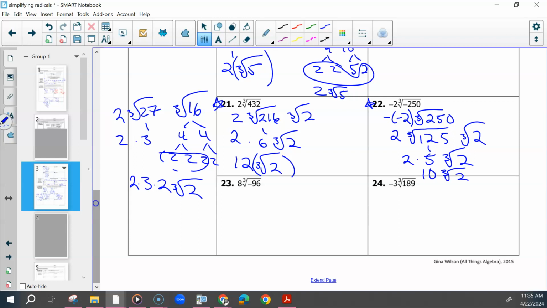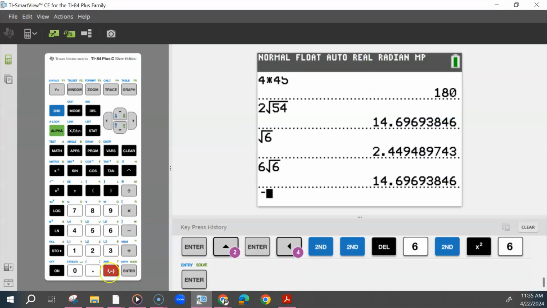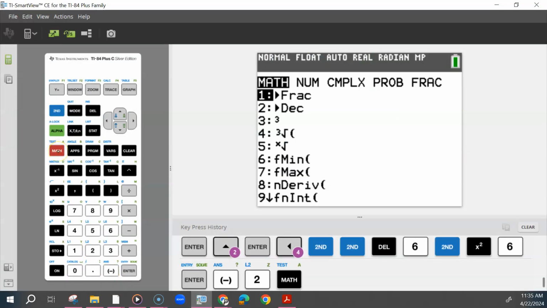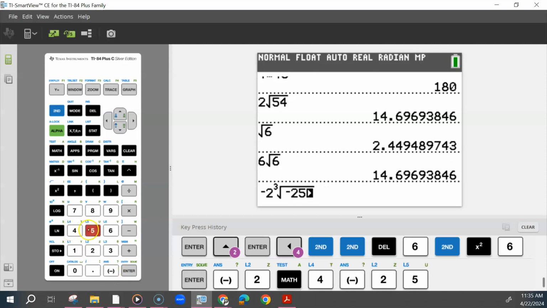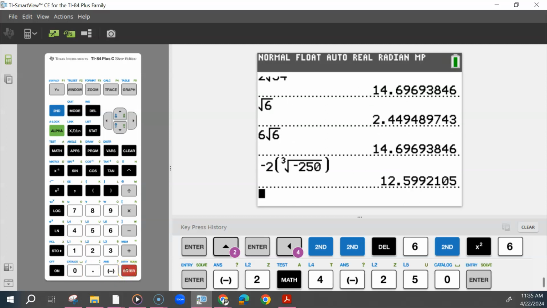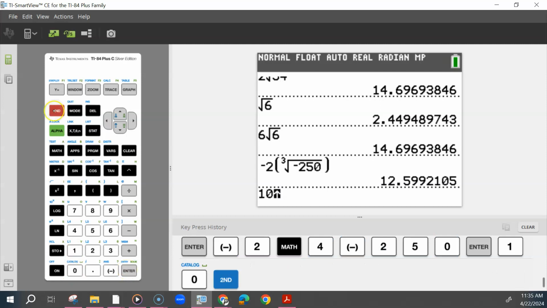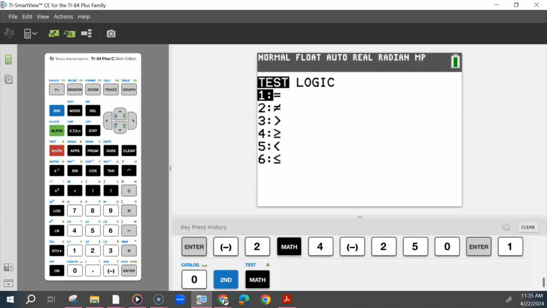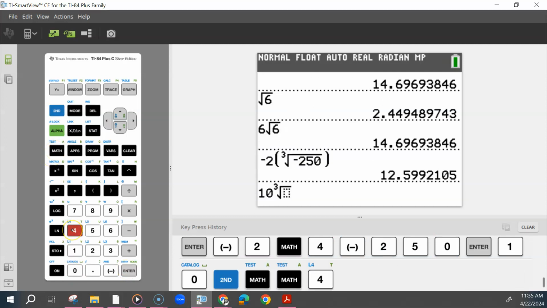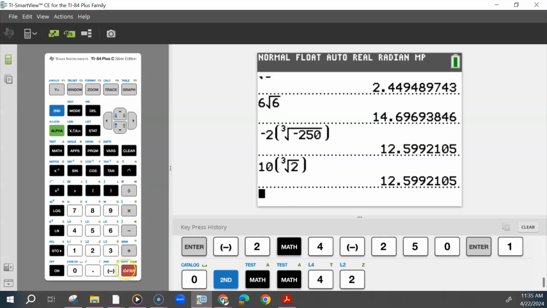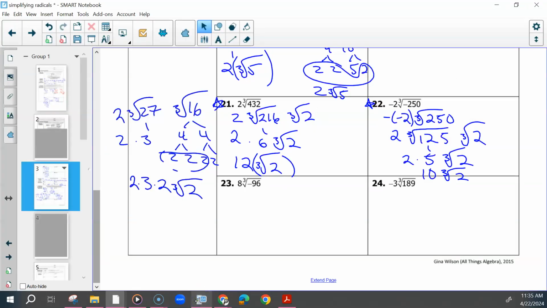I'm going to put this one into the calculator just so you see that the decimals would be the same. Negative 2. And then 10 times. That will give you the same thing. Alright, go on to the next page.